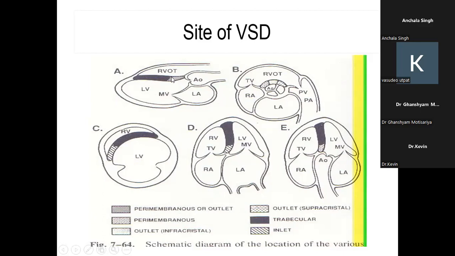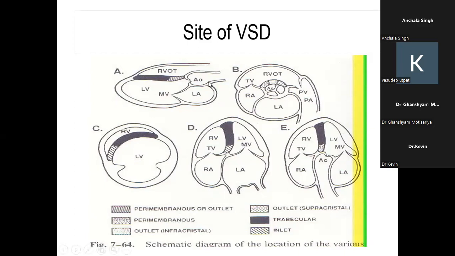Then the most common variety is the perimembranous type of VSD, which is seen in the parasternal window, and you see a hole over here. That is a perimembranous VSD. Next, a very typical thing: if you look at this perimembranous VSD in the parasternal short axis view, this is the part where you find a perimembranous VSD. This is the part known as muscular VSD. This is the part known as doubly committed or subaortic, subpulmonic VSD.